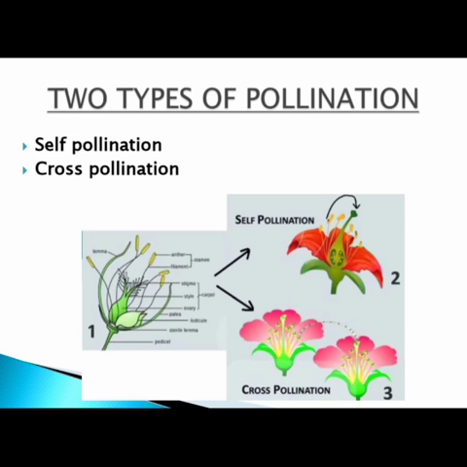Okay, so here we can see two types of pollination. One is self pollination and another one is cross pollination.